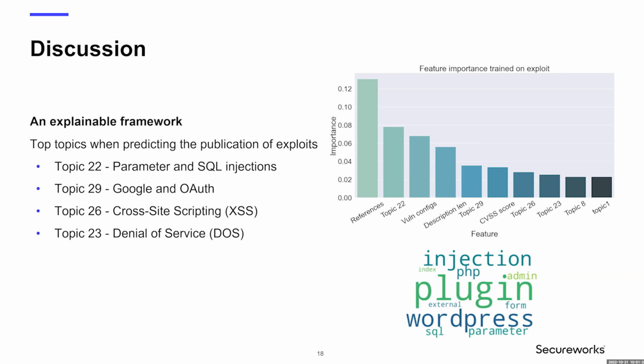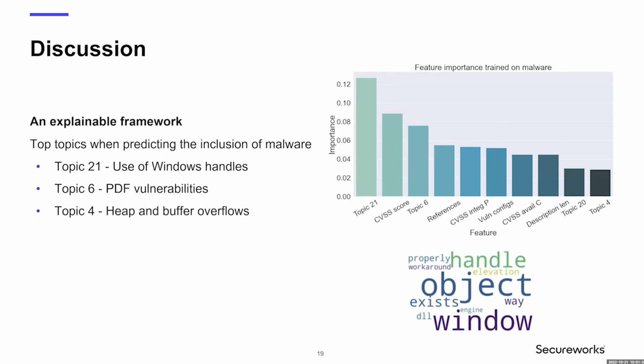But we can also do the same thing for predicting malware. And when predicting malware, we get completely different topics. Here, we do get vulnerabilities that are linked to Windows handles. We get PDF vulnerabilities, and we also get heap and buffer overflows, which makes sense. It's the kind of vulnerabilities that malware uses to infect machines. And the word cloud on the right is the top topic again.